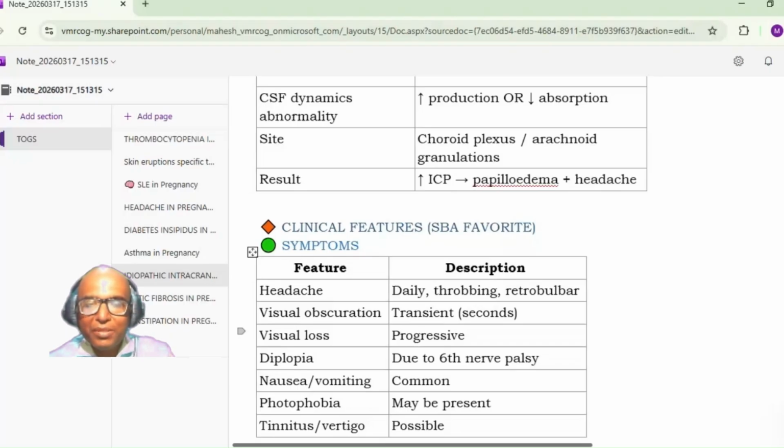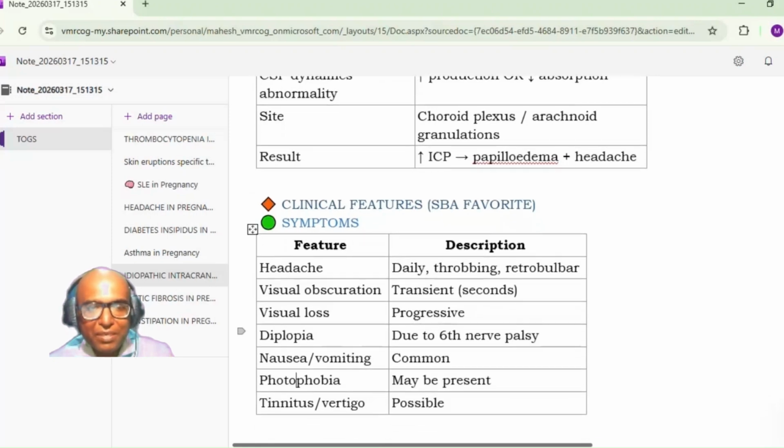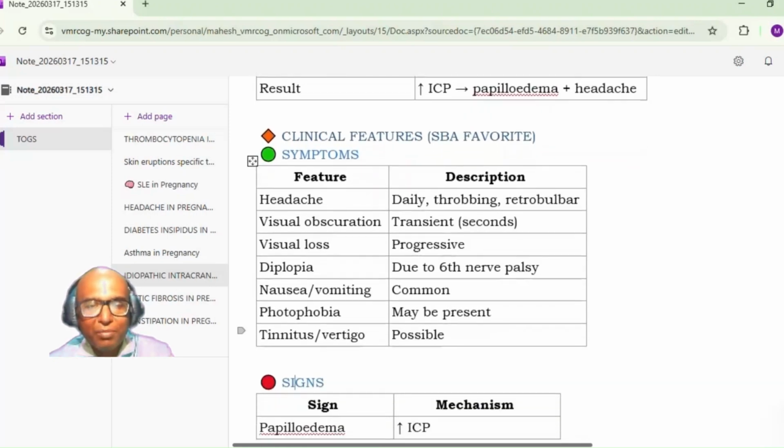Visual obscuration may be there. It may be transient. There can be visual loss which is progressive. Diplopia due to sixth nerve palsy. Nausea and vomiting are common. Photophobia may be present, and tinnitus and vertigo may be possible.